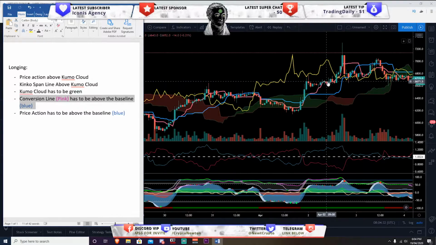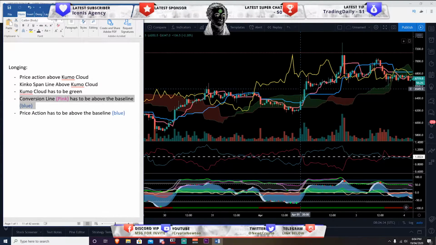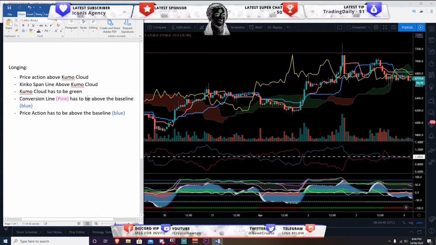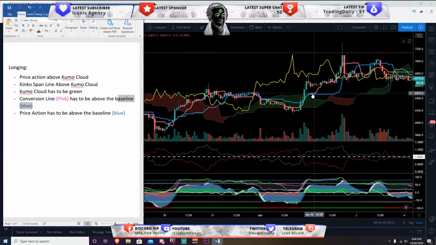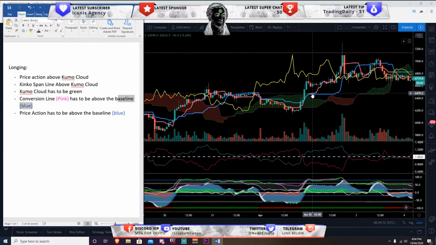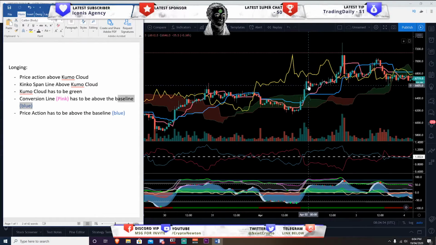The conversion line is the pink line. Above must be, and has to be, above the blue conversion line or the blue baseline. So the blue baseline actually goes above right here, right? So you wouldn't get in right here. You would actually wait very patiently until you saw fully confirmed price action. So about here, you would actually get into your long position, right?